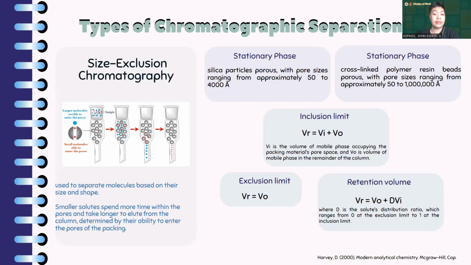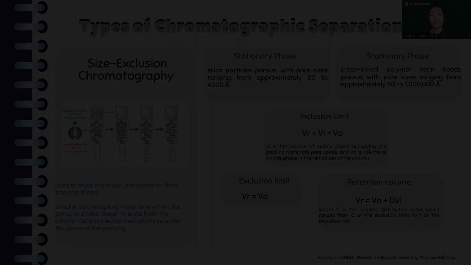In between the inclusion limit and the exclusion limit, each solute spends an amount of time in the pore space proportional to its size. The retention volume for a solute is VR equal to Vo plus dVi, where d is the solute's distribution ratio, which ranges from 0 at the exclusion limit to 1 at the inclusion limit.